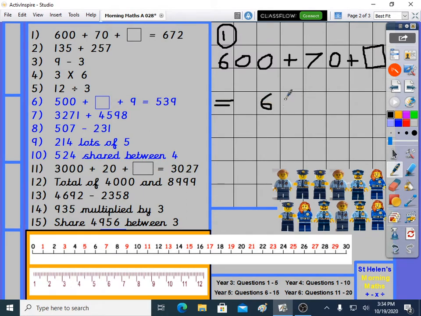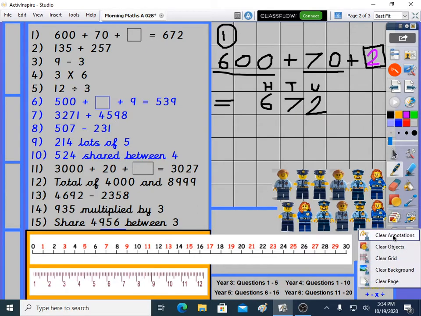So in the answer we've got 600, which is there. That's the hundreds column, isn't it? We've got 7 tens, which is there, 70, but we haven't got the units, which is 2. So the 2 was missing. That's what goes in the missing box. 600 plus 70 plus 2 equals 672.